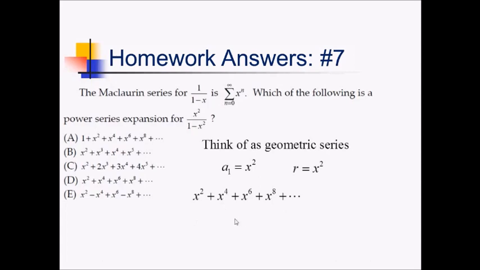Which answer choice starts with x squared and has all pluses? Well, choice D has all the terms we're looking for. Choice B is kind of there, but we're not skipping the odd ones, so we should only have choice D for this one.